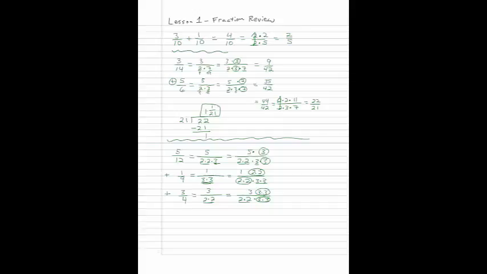So we now have equivalent fractions. What are they? 5 times 3 is 15 over 9 times 4 is 36. 2 times 2 is 4 over 9 times 4 is 36. 3 times 3 is 9 times 3 is 27 over 9 times 4 is 36.